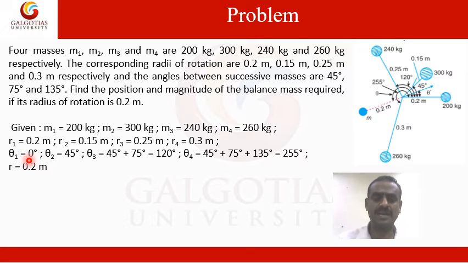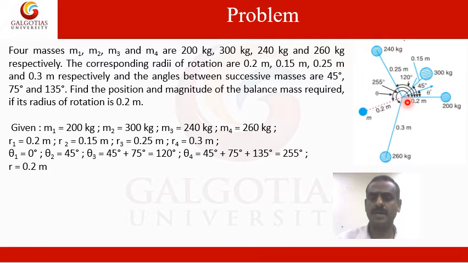The angular position of each mass is given as theta 1 equal to 0 degree from the horizontal line, and theta 2 equal to 45 degree, and theta 3 equal to 45 degree plus 75 degree equal to 120 degree. That is the angle made by mass 3 from the horizontal line. Similarly, theta 4 equal to 45 degree plus 75 degree plus 135 degree equal to 255 degree. That is the angle made by the fourth mass with respect to the horizontal line.